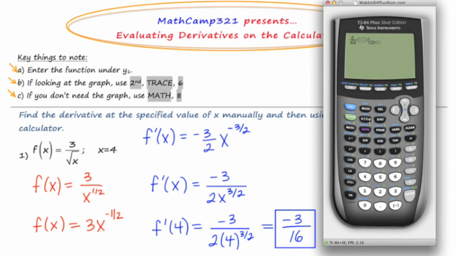So we want to do d dx, the derivative with respect to x, of the function y1, which I'm going to get by pressing vars, yvars, function y1. And I want to take this derivative with respect to the x value of 4. So I put a 4 in there. Now when I press enter, I should get negative 3/16 or negative 0.1875.